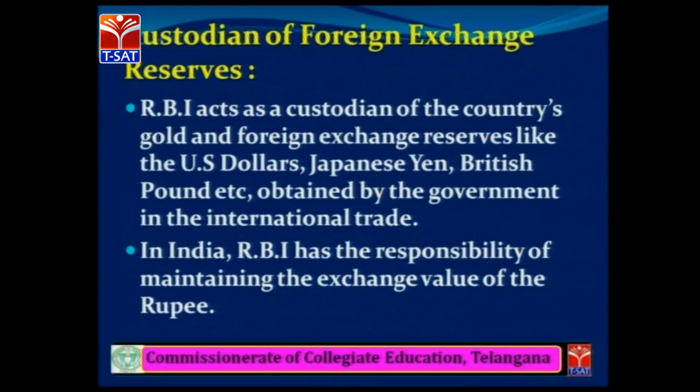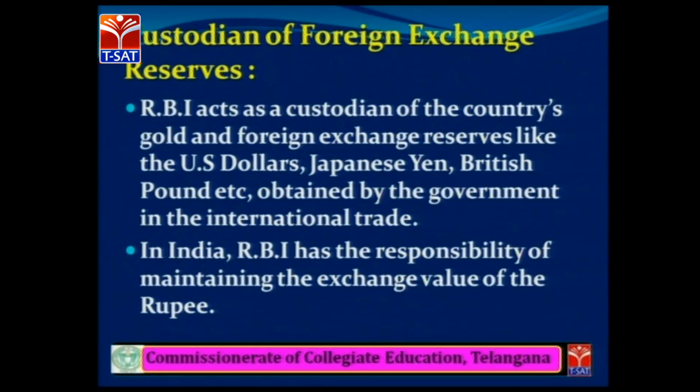Now RBI also acts as custodian of foreign exchange reserves. That means RBI also takes care of foreign exchange money. RBI acts as a custodian of the country's gold and foreign exchange reserves, like the US dollars, Japanese yen, British pound, etc., obtained by the government in international trade.